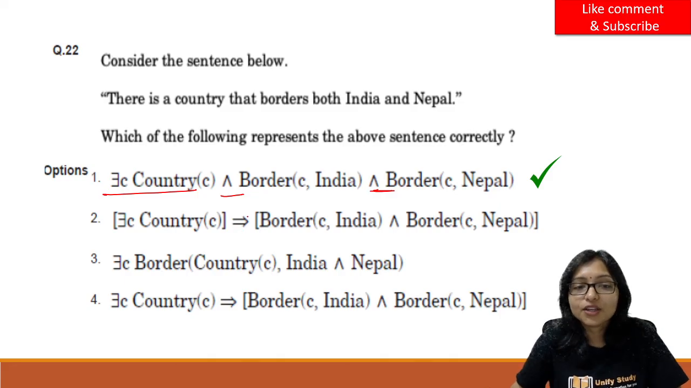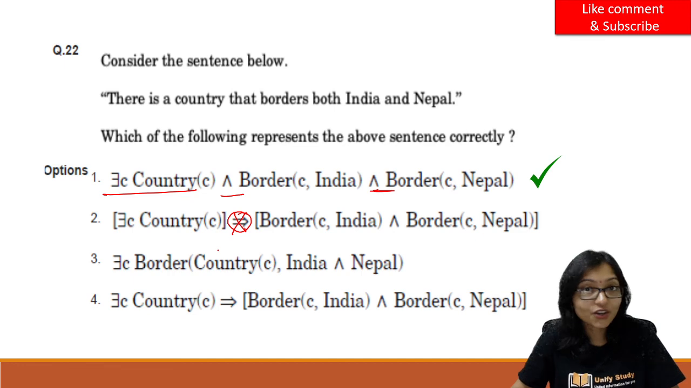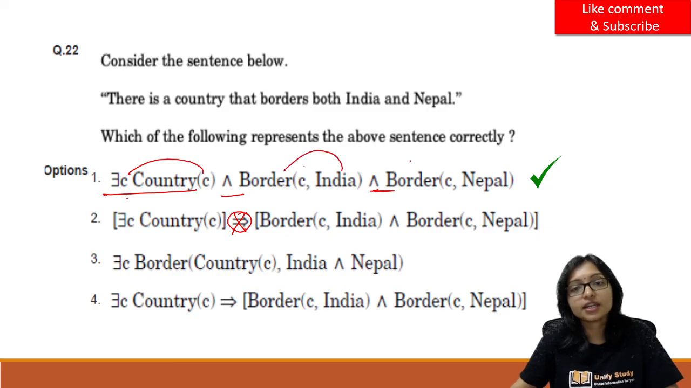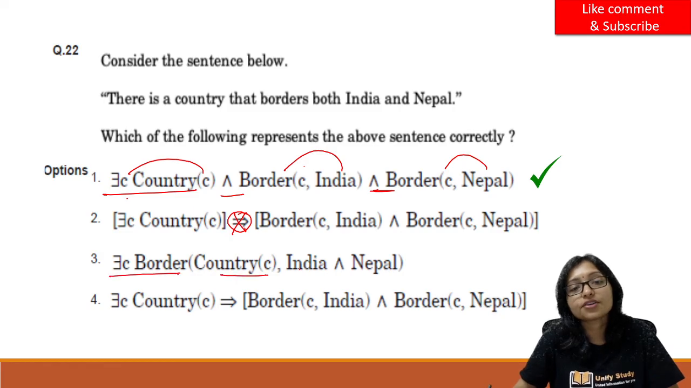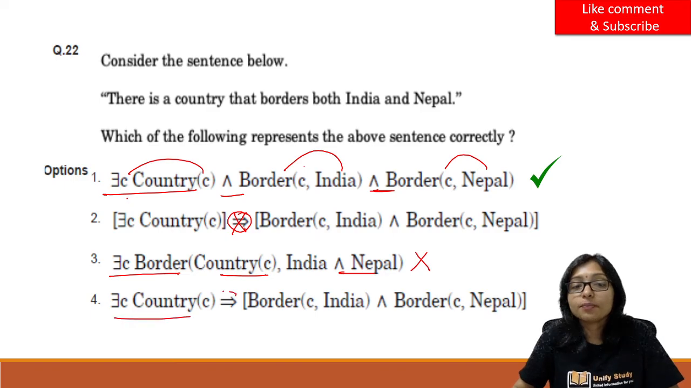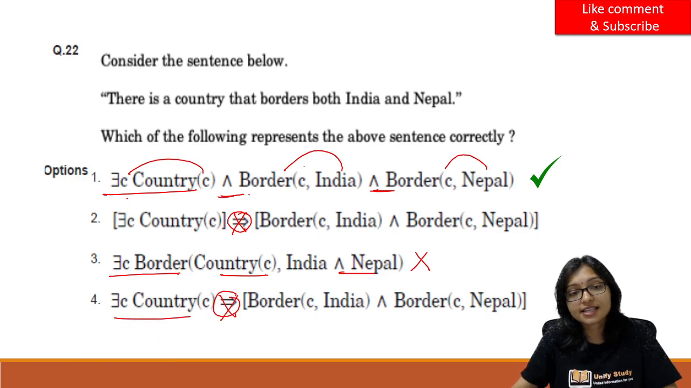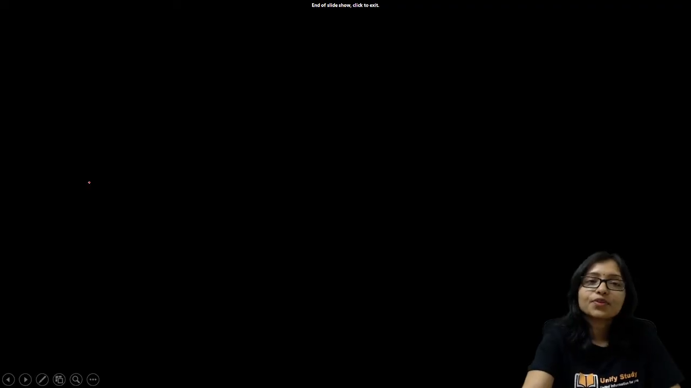Here it will be there exists, it's not if-else. There is a country and it is a specific country. That country is the border of India also, that country is the border of Nepal also. Here it is telling there is C border of country, it's totally a wrong predicate. It is also implies; here implies will not be used. With there exists, it is and. So that's why this is the answer.